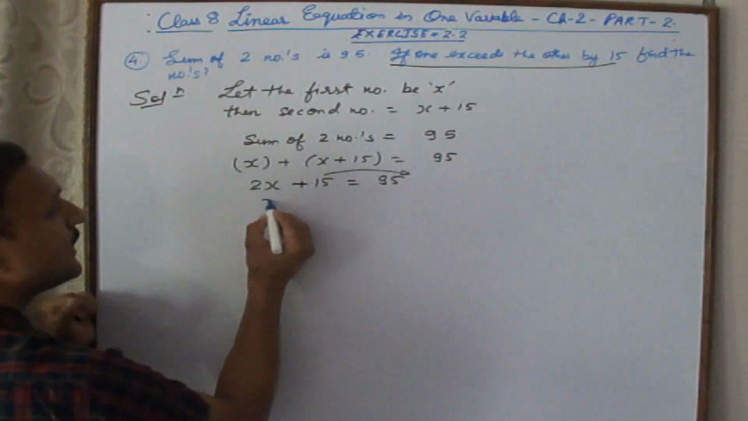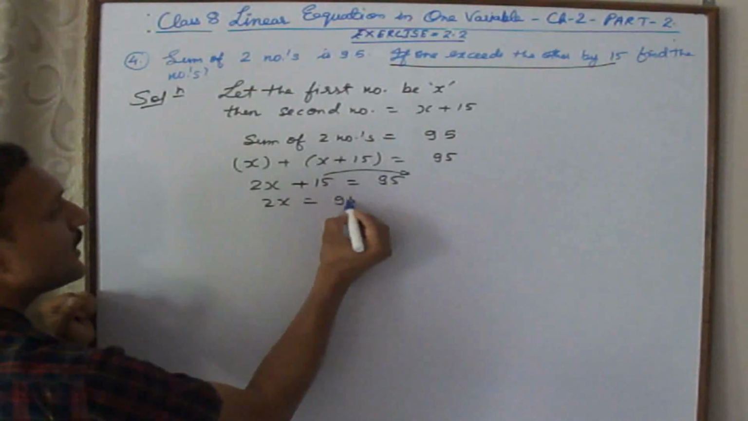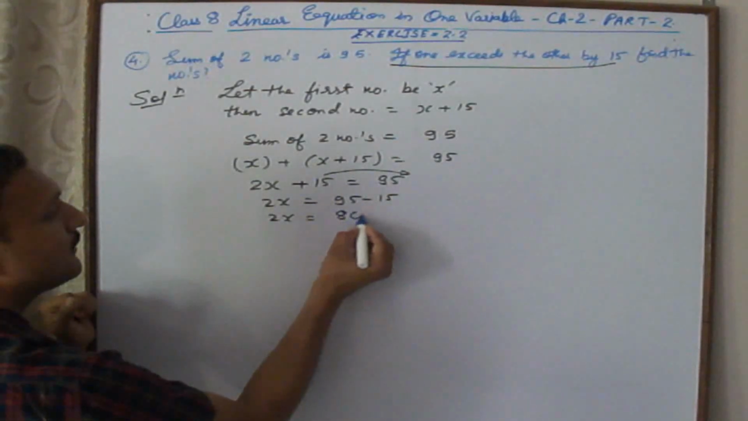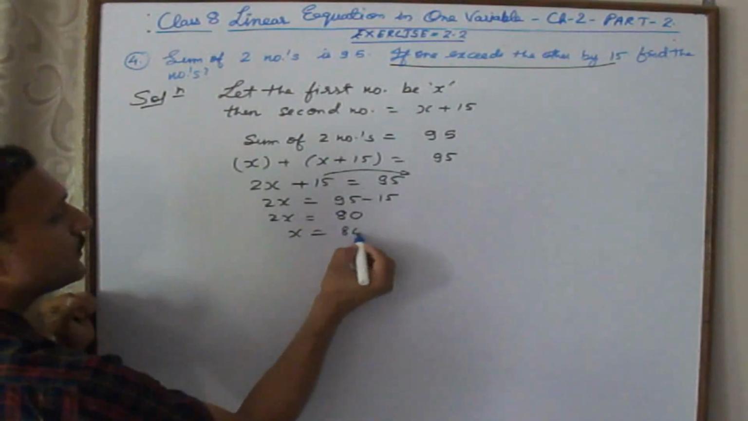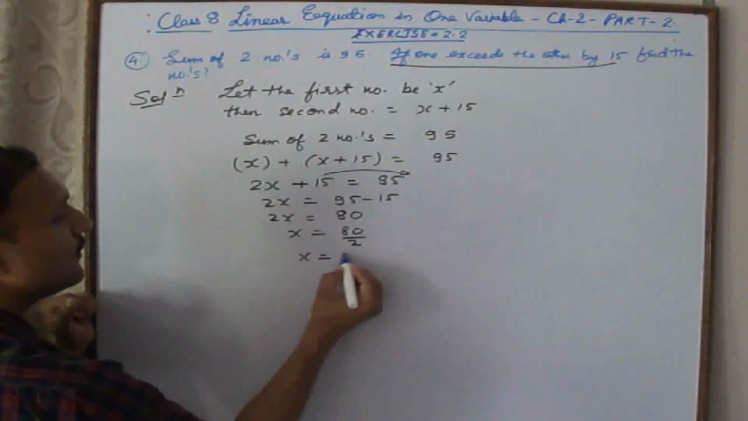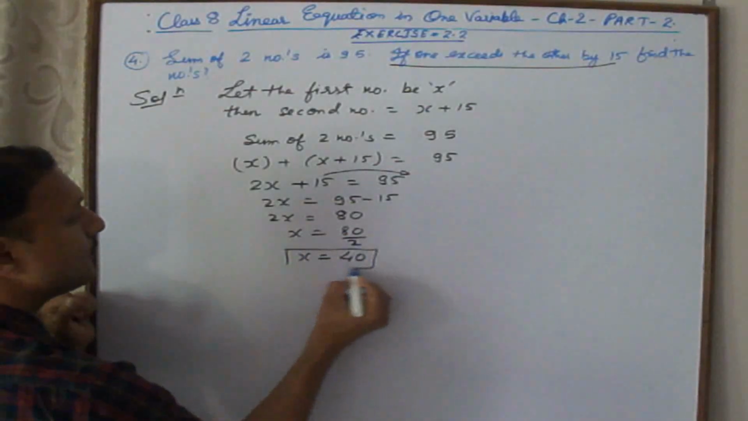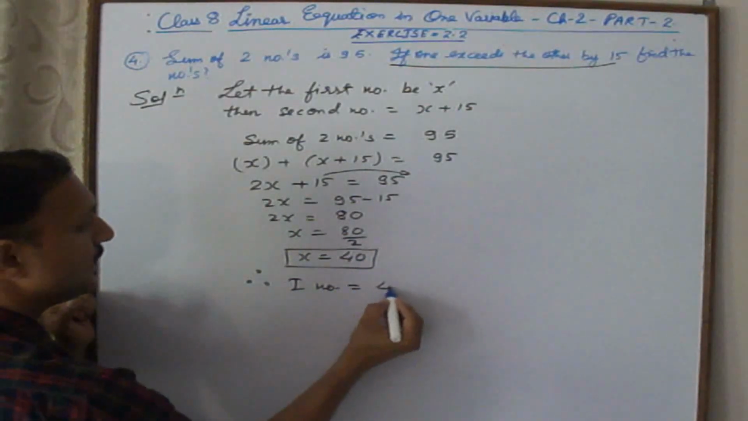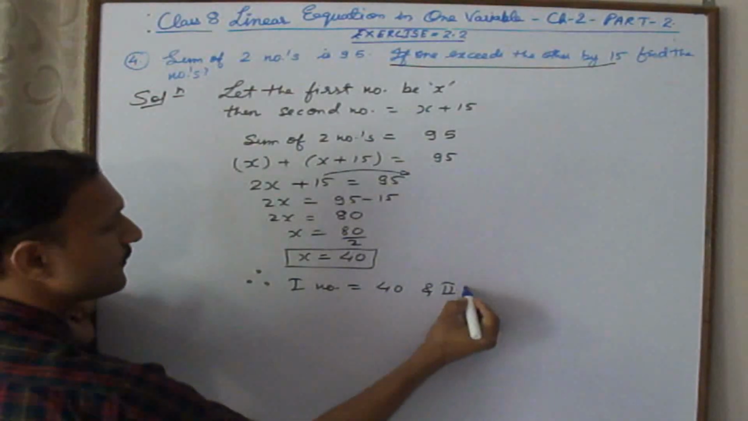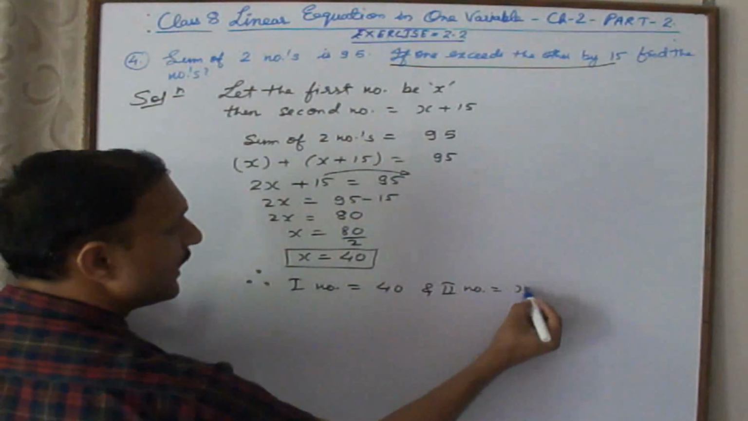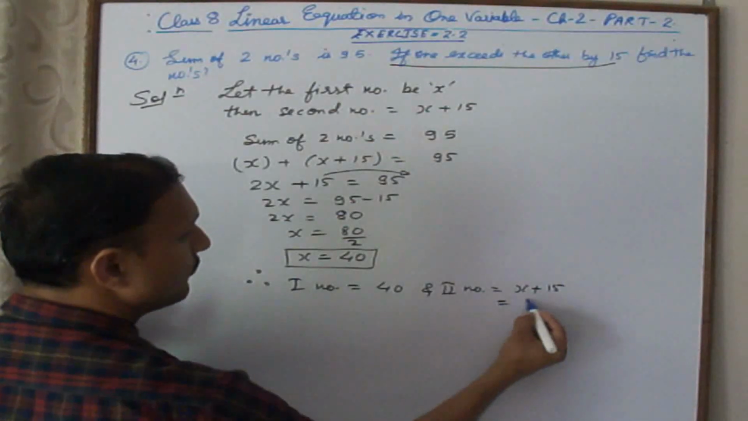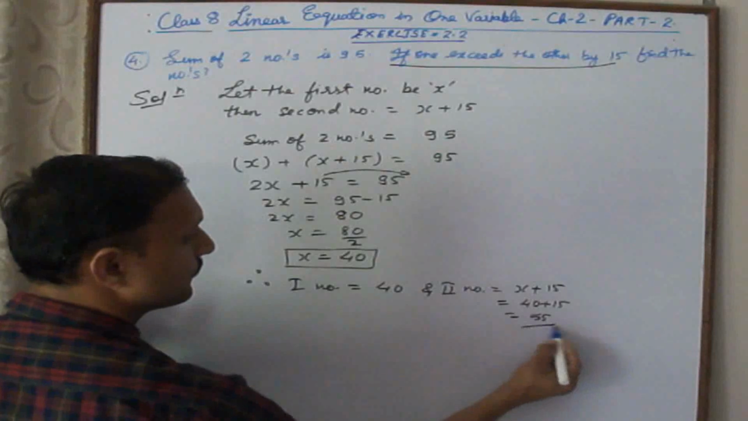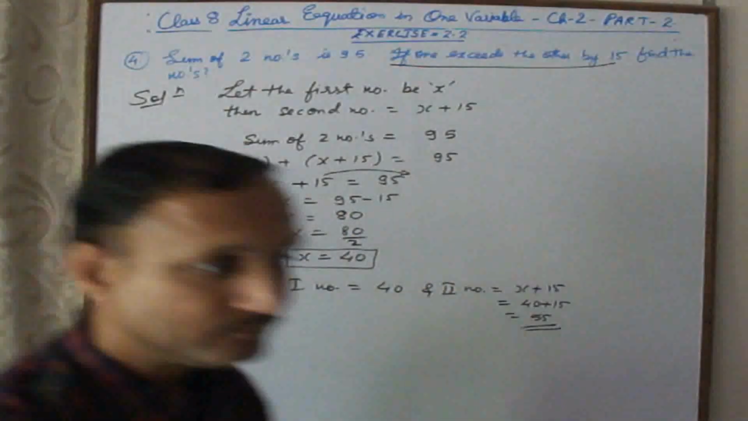Transpose 15 to the other side. 2x equals 95 minus 15. 2x equals 80. x equals 80 by 2. x equals 40. Therefore, first number equals 40 and the second number is 15 more, x plus 15, 40 plus 15, that means 55. Clear, children?